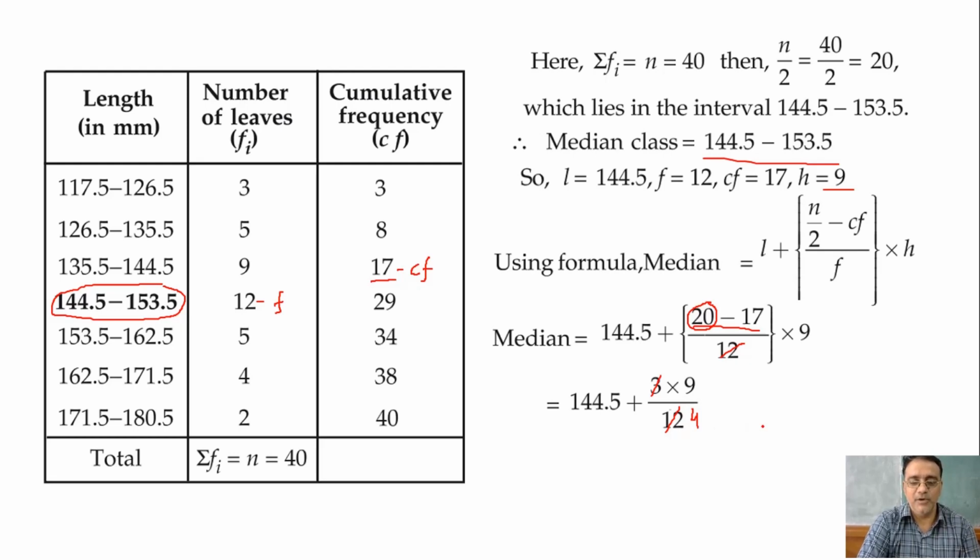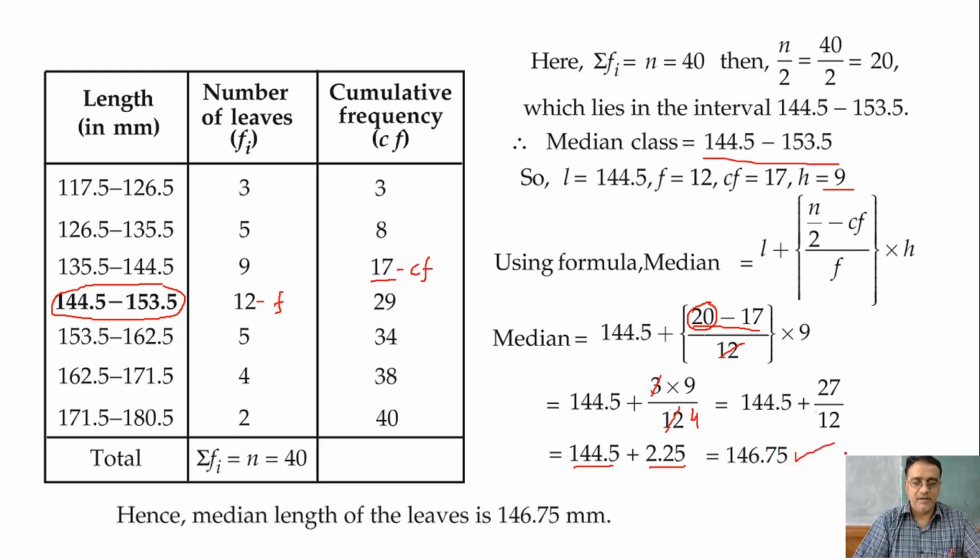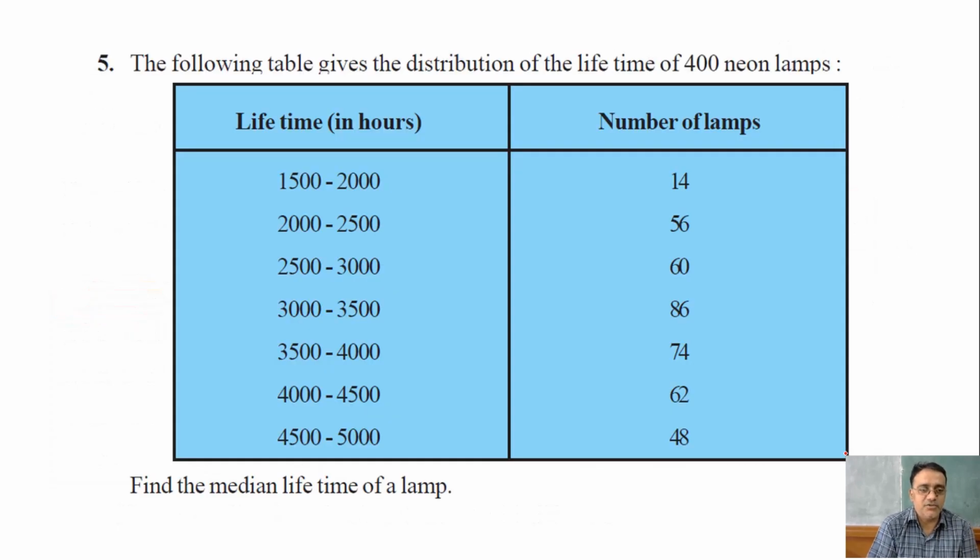2.25 plus 144.5, you will get 146.75. So this is the required median length of leaves. Okay, 146.75 millimeter. Any doubt in this question? No, sir. Okay, now we'll move towards the next question.